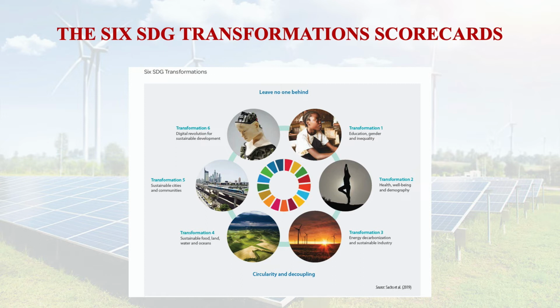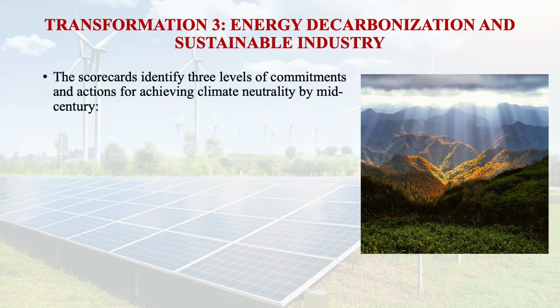So now let us look into the third transformation, which is highly related with our energy decarbonization and sustainable industry. Of the six major transformations, transformation 3 talks about energy decarbonization and sustainable industry. If you look at the scorecard of the progress of this particular transformation 3, three levels of commitment and actions for achieving climate neutrality can be identified.